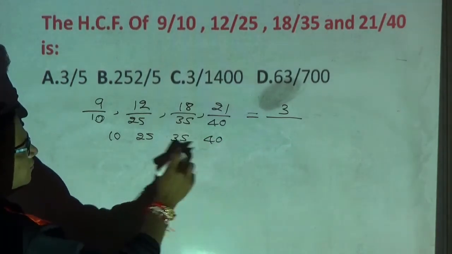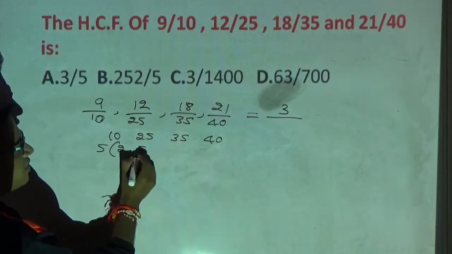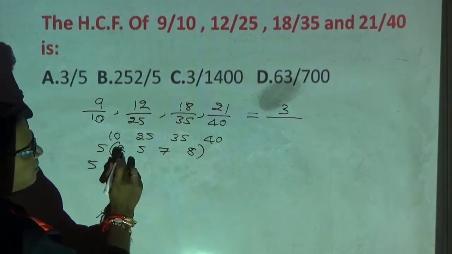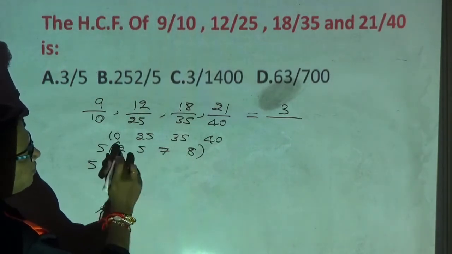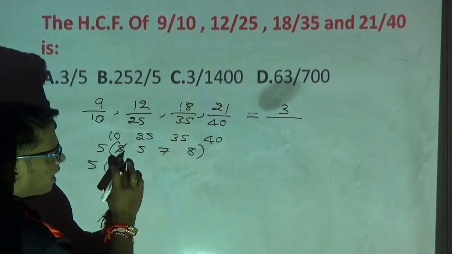Now I see what I can take common. 5 I can take common: 5 2s are 10, 5 5s are 25, 5 7s are 35, 5 8s are 40. Okay, now please observe here. Which is the bigger number among all these? 8. From 2 I can divide your 8, right? So I will ignore 2. If it is divisible, I will ignore that.